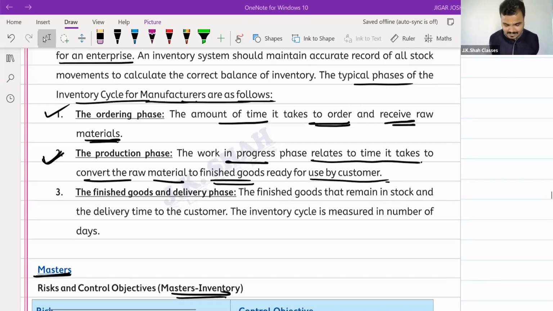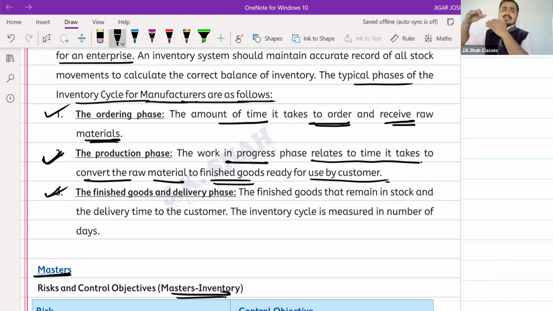And the third, last one, my dear chartered, is the finished goods and delivery stage. Once the finished goods are ready, people, if the customer has already demanded those goods, sell them to the customer. If not demanded, sir, put them into the stock. Yes, my dear chartered.